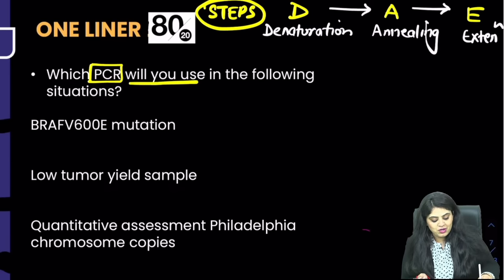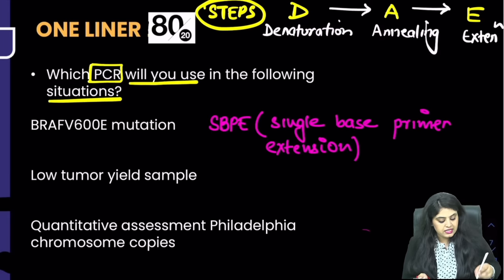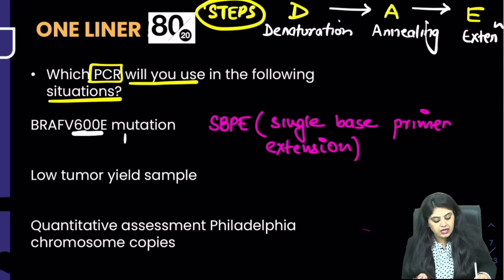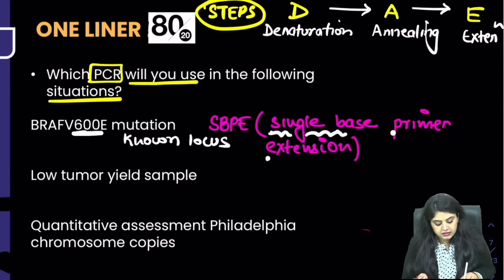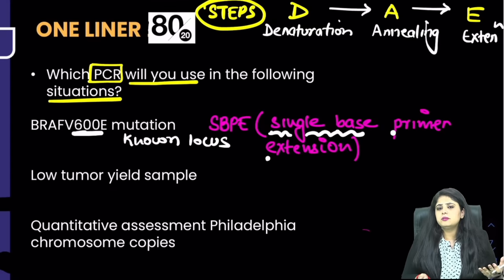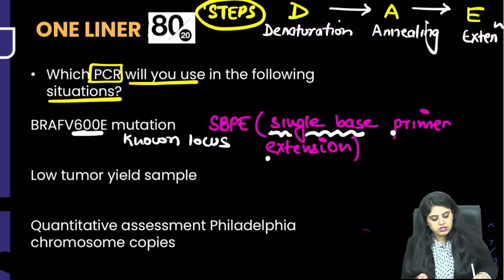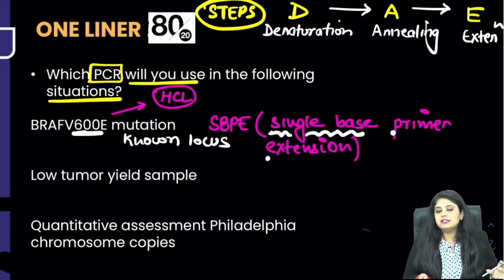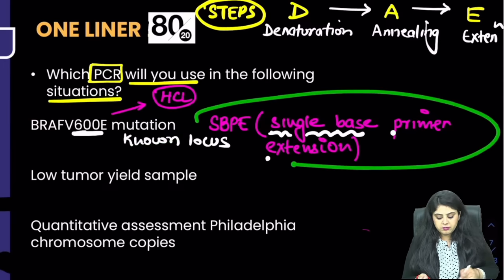You have asked us which polymerase chain reaction will you use in this situation? That is BRAF V600E. I know exactly what to target. If I know what to target, I will be using SBPE, single base primer extension. I know the single base that I have to target. So what do you think is going to be the clinical history? Where does BRAF mutation occur, this everyone knows. They will most likely love to give you cases of hairy cell leukemia. So it will be an HCL case, because 100% of cases of hairy cell leukemia have this mutation. So they will ask what is the PCR that you will use?